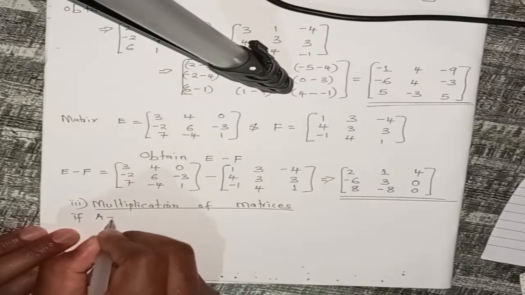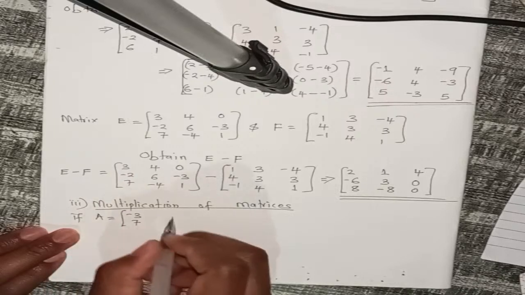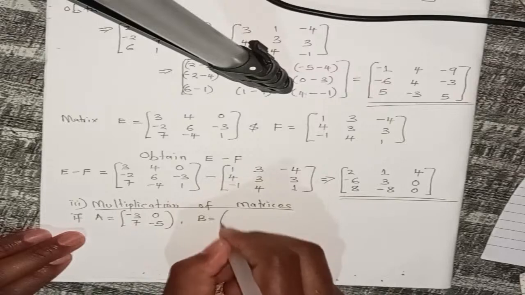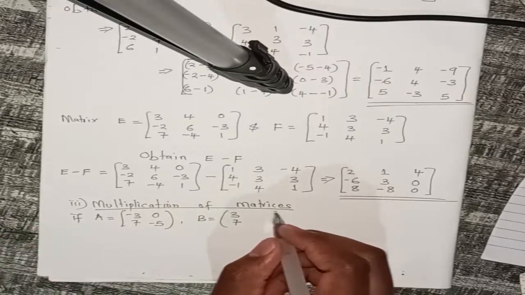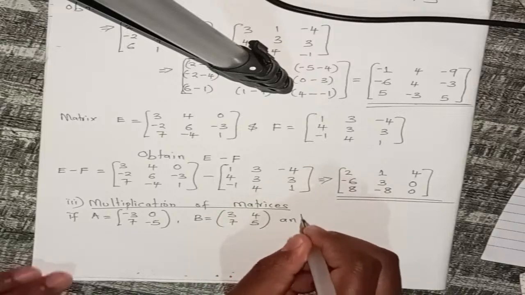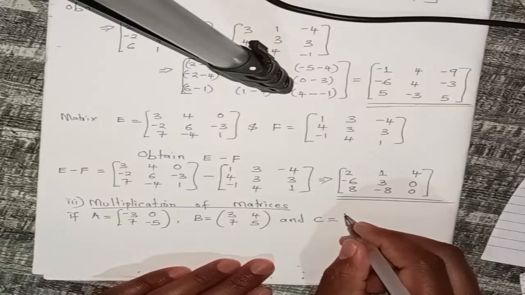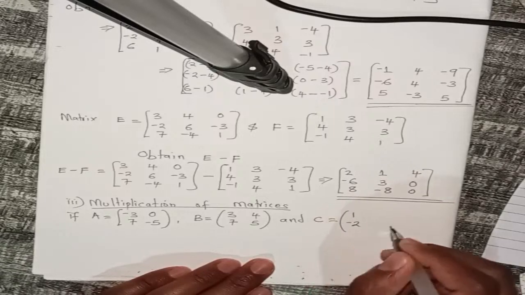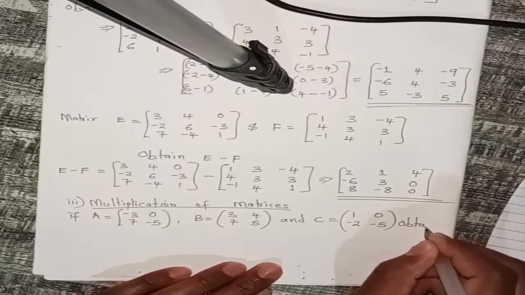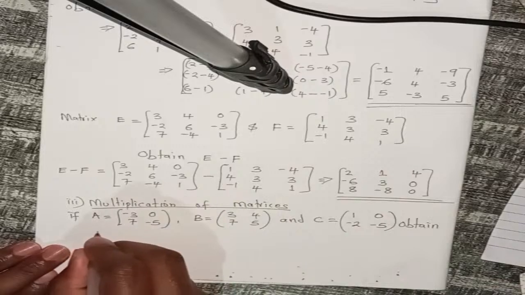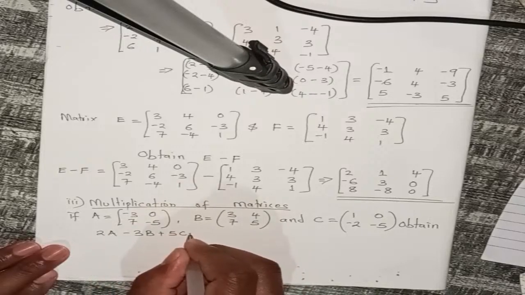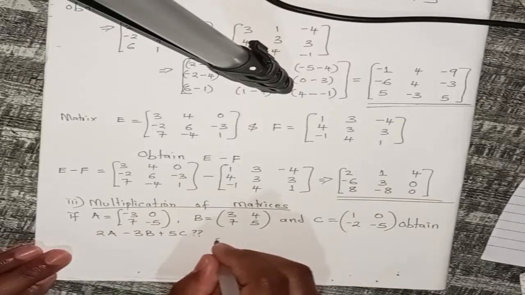So if A equals [-3, 7; 0, -5], then B equals [3, 7; 4, 5], and matrix C equals [1, -2; 0, -5], then you are told to obtain 2A minus 3B plus 5C. So, solution.